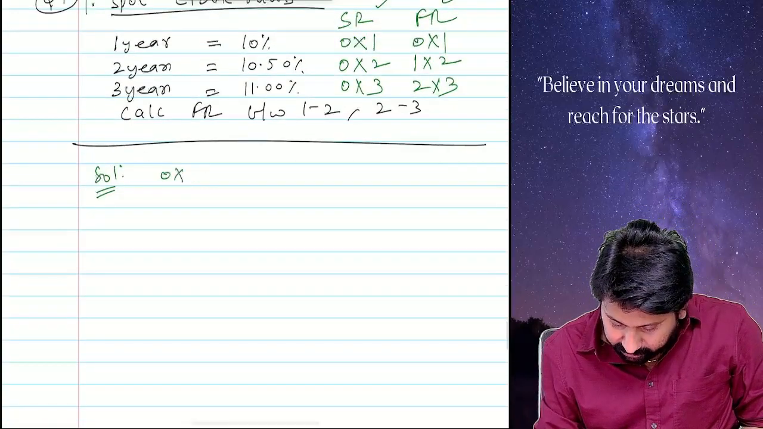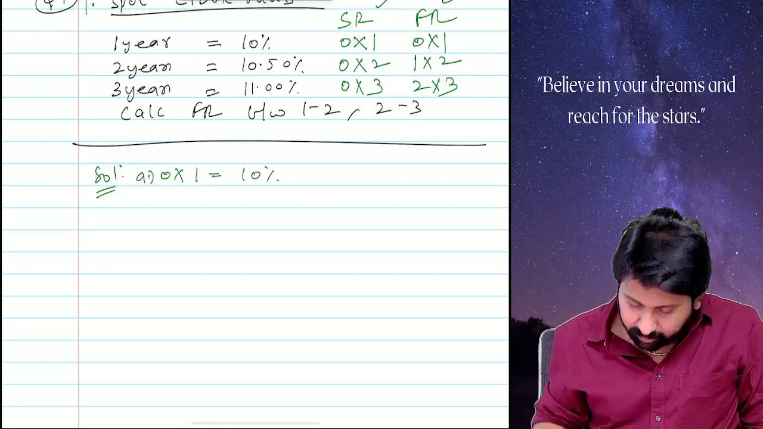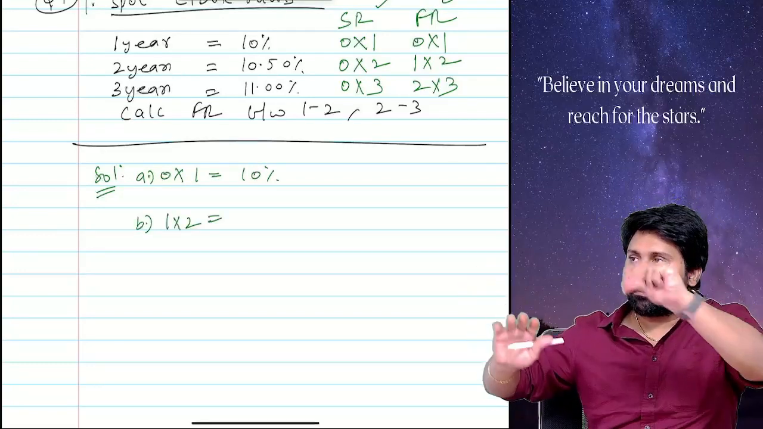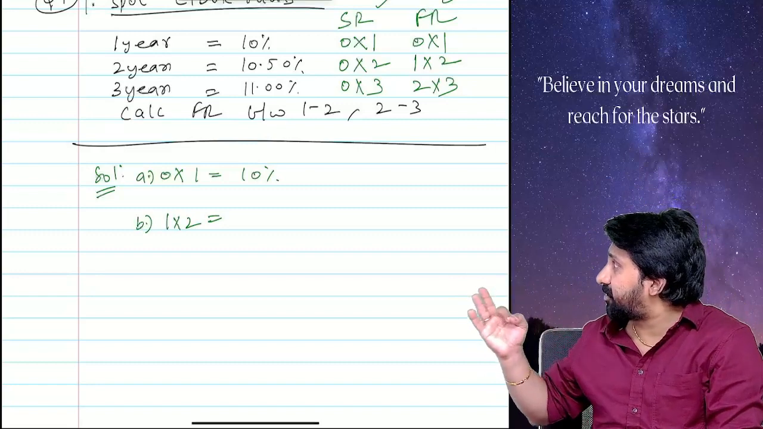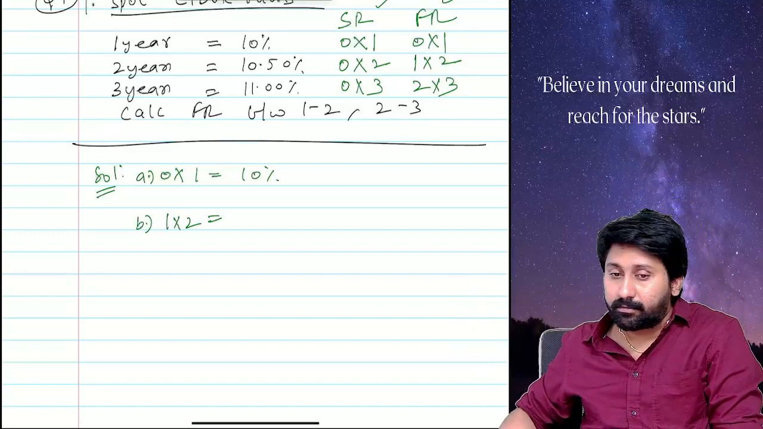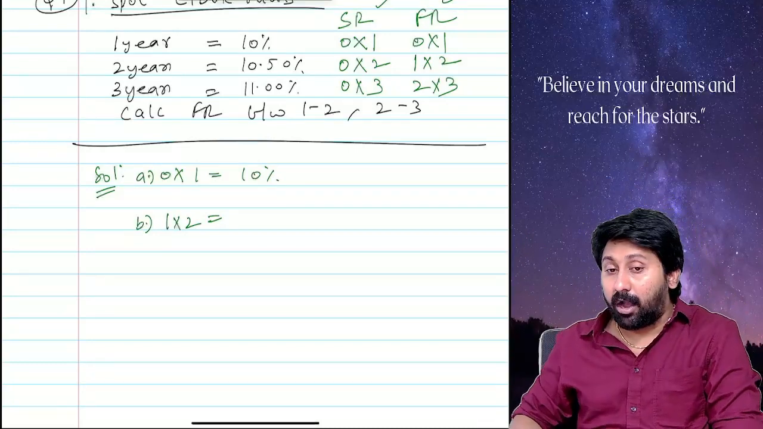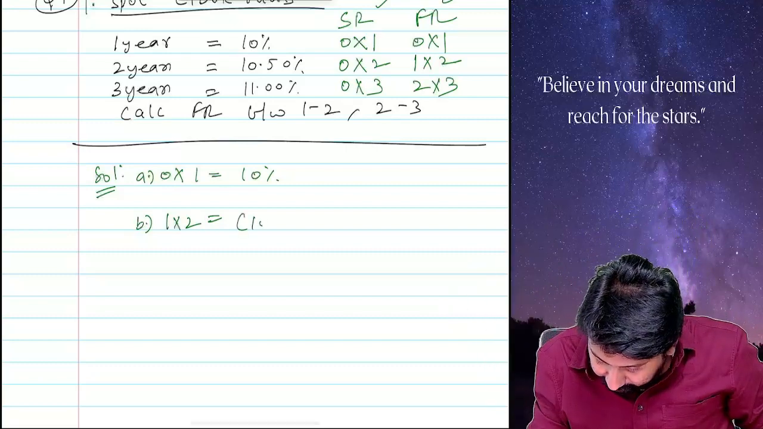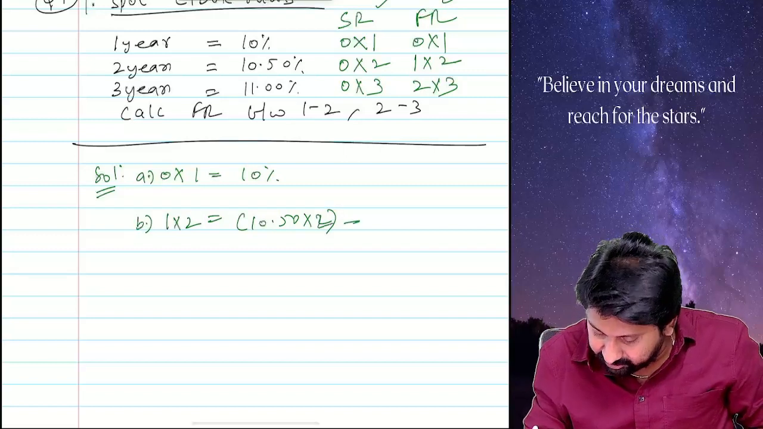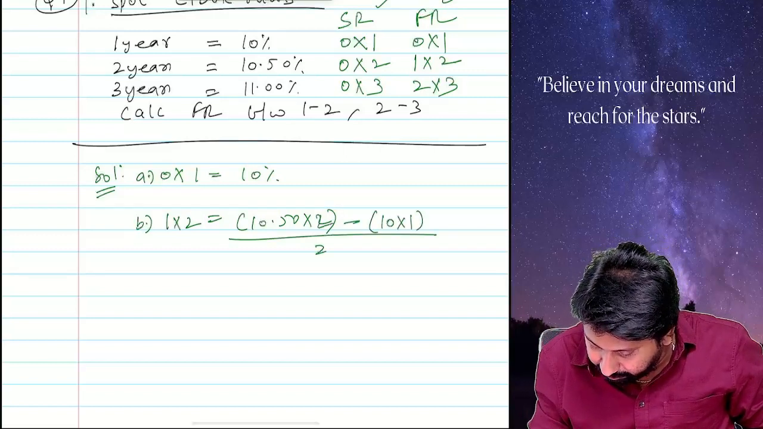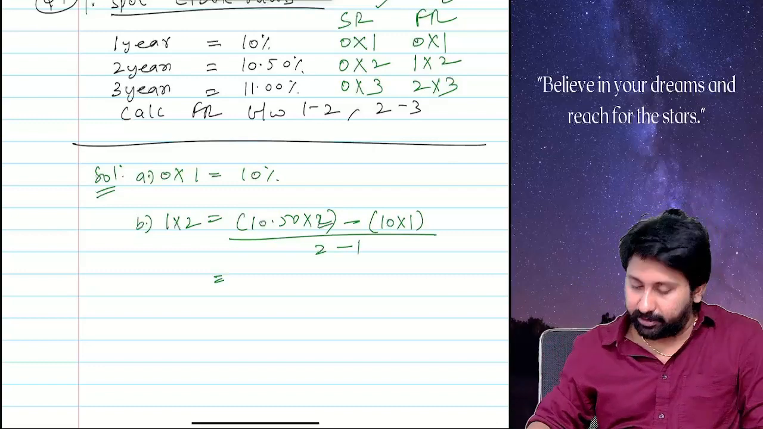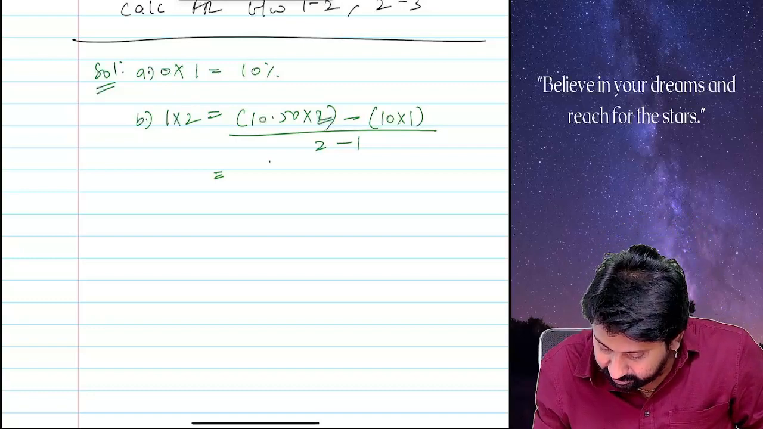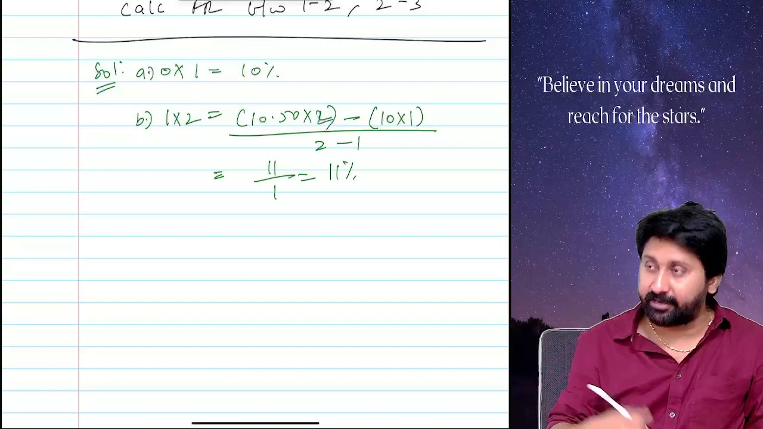Write like this. 0, 1. How much? 10%. Now 1 to 2. Tell me, market is expecting how much for 0 to 1? 10% for 1 year. How much are they expecting for 2 years? 10.5. I want the second year. How to do? 10.5 into 2 for 2 years, minus 10 into 1, whole divided by 2 minus 1. 10.5 into 2 means how much? 21. 21 minus 10 means how much? 11. 11 by 1 is 11%.